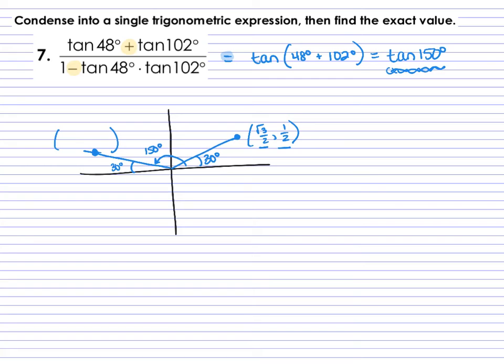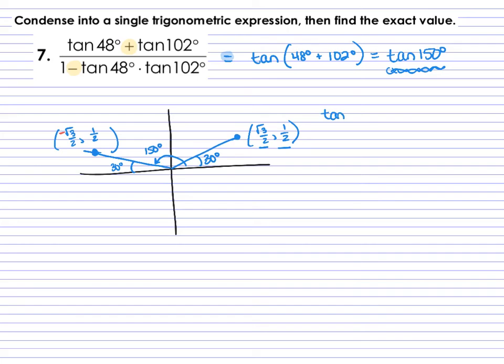So I can reflect that over into quadrant 2, and I'm going to use the same numbers, square root of 3 over 2 and 1/2, recognizing that because I'm to the left of the y-axis, because I'm in quadrant 2, it's going to be a negative square root of 3 over 2. Okay, so now I've got my sine and my cosine.